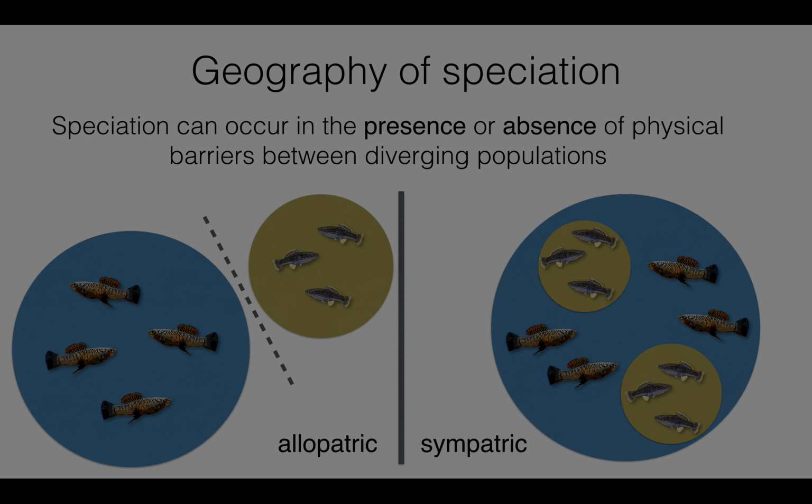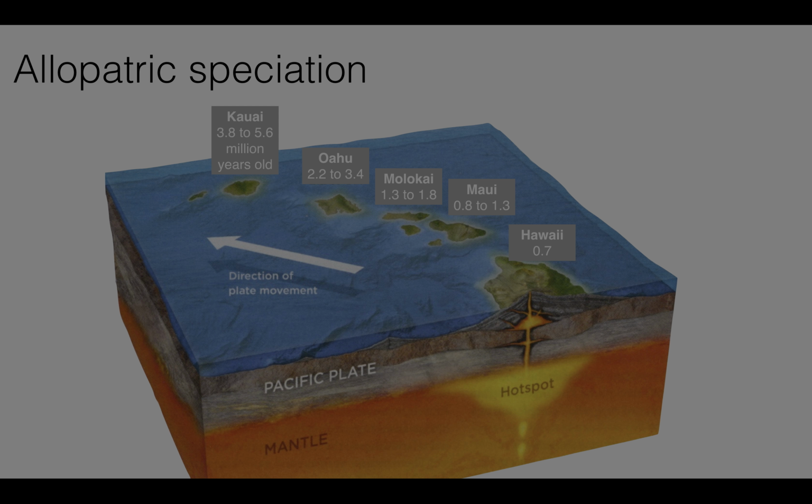Allopatric means different geography, so presence or absence of barriers. We'll talk briefly here about allopatric speciation before we focus the rest of our time on some examples of sympatric speciation. So we're in Hawaii, so let's talk about Hawaii. If you're not familiar with this, you should be. I'm making you familiar with it right now.